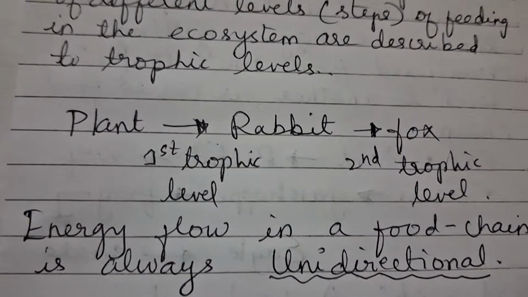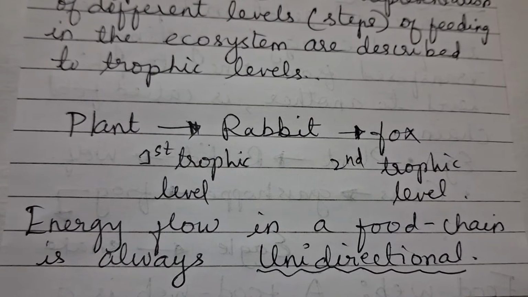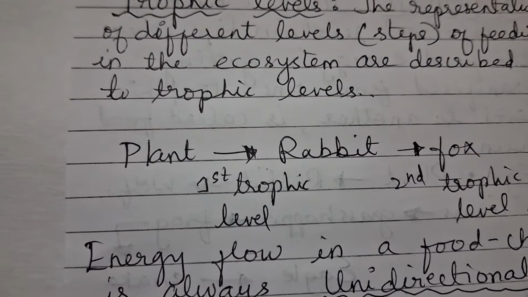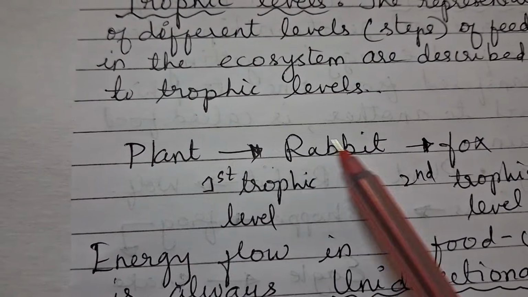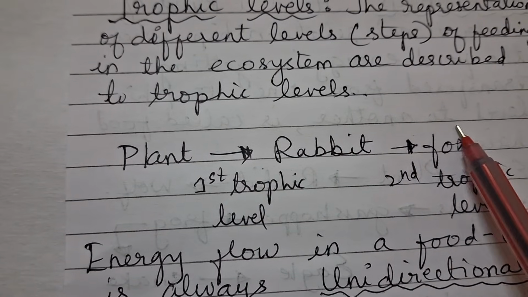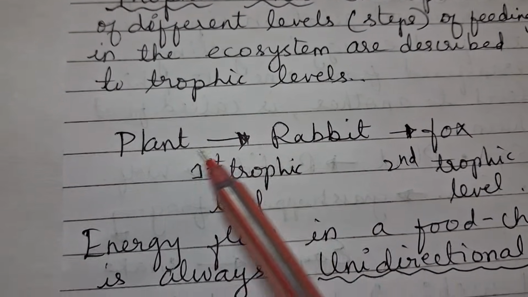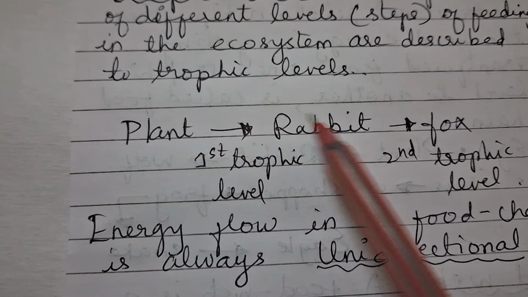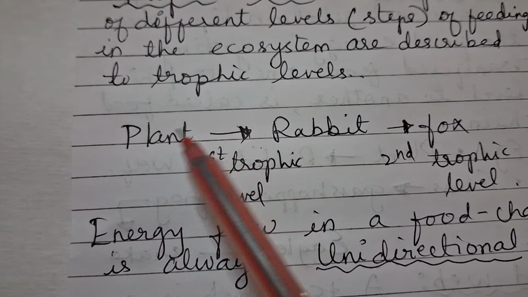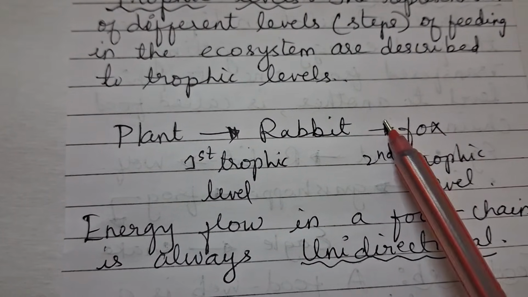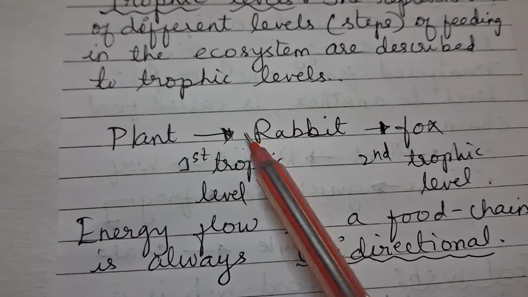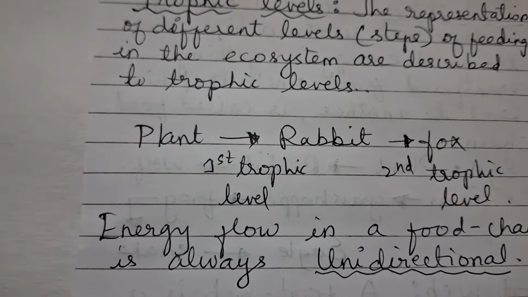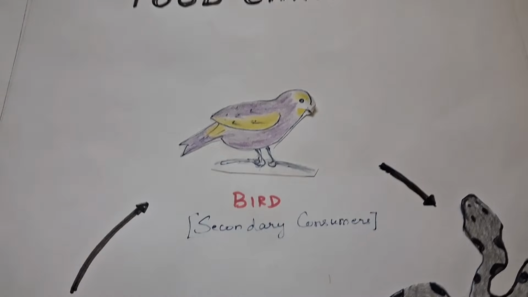Here we should know that the energy flow in a food chain is always unidirectional. So energy from plant moves to rabbit, then moves to fox. It never comes in the reverse way. That is called unidirectional, in one way. So energy moves from the plants to the fox, through rabbit. This is called unidirectional. This is an example of a food chain.